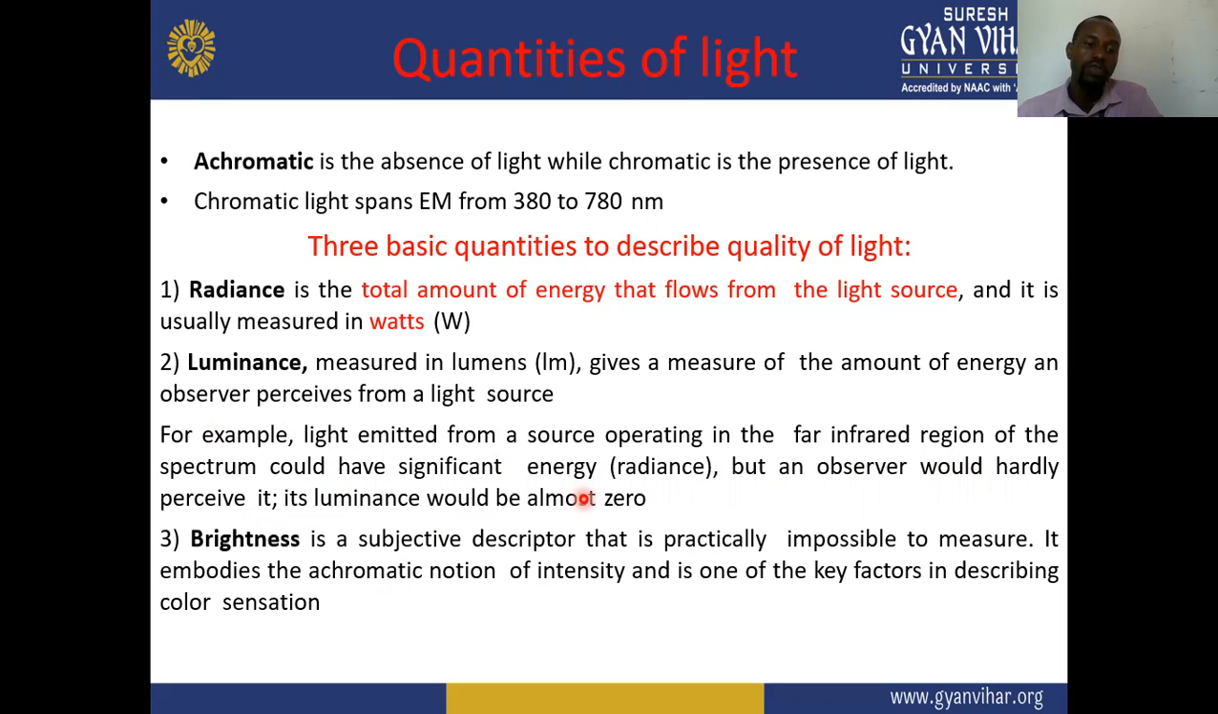Okay. Next we have brightness. So brightness is a subjective descriptor that is practically impossible to measure. We cannot measure brightness. So it contains the achromatic notion of intensity and is one of the key factors in describing color sensation.